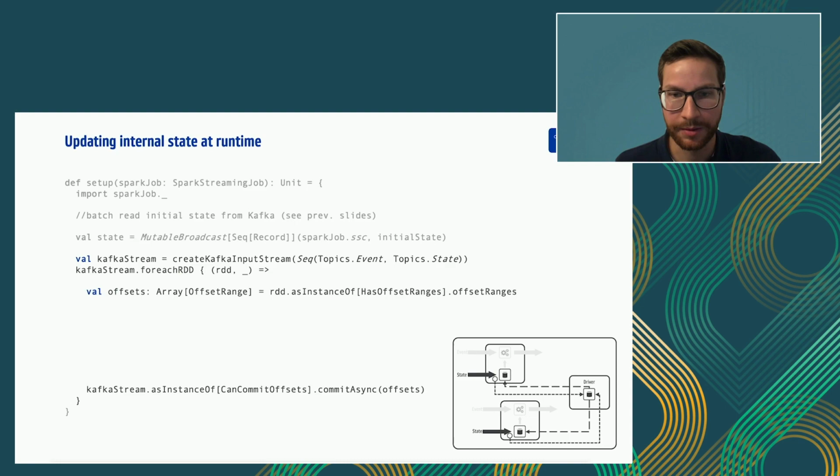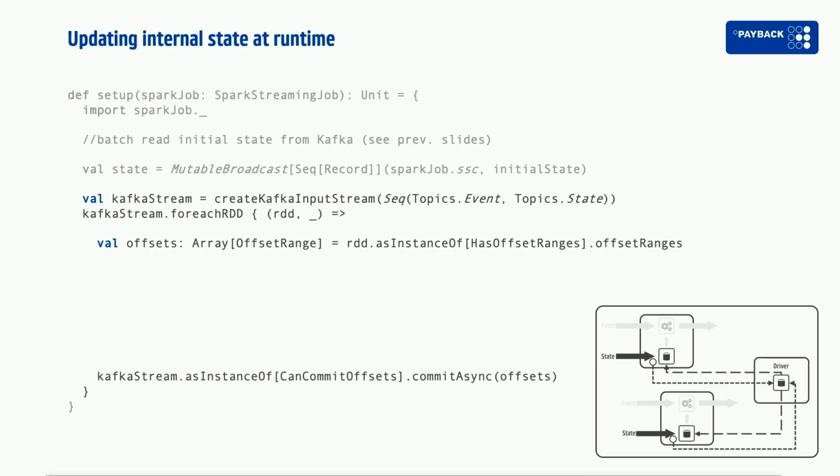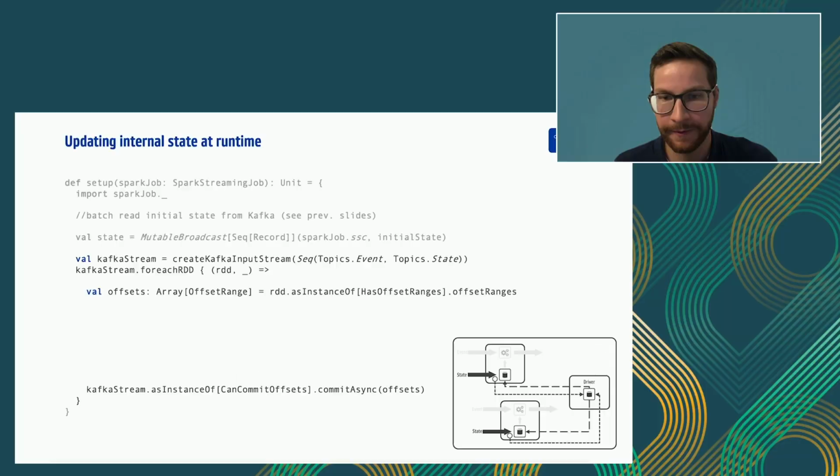Okay, let's continue. Now, if we look at the diagram again, we would like to process new events which we read from the state topic. So in other words, if there's an update to our state, we would like to read this, collect it to the driver, update our broadcast, and rebroadcast to all executors. Now let's take a look at the code.